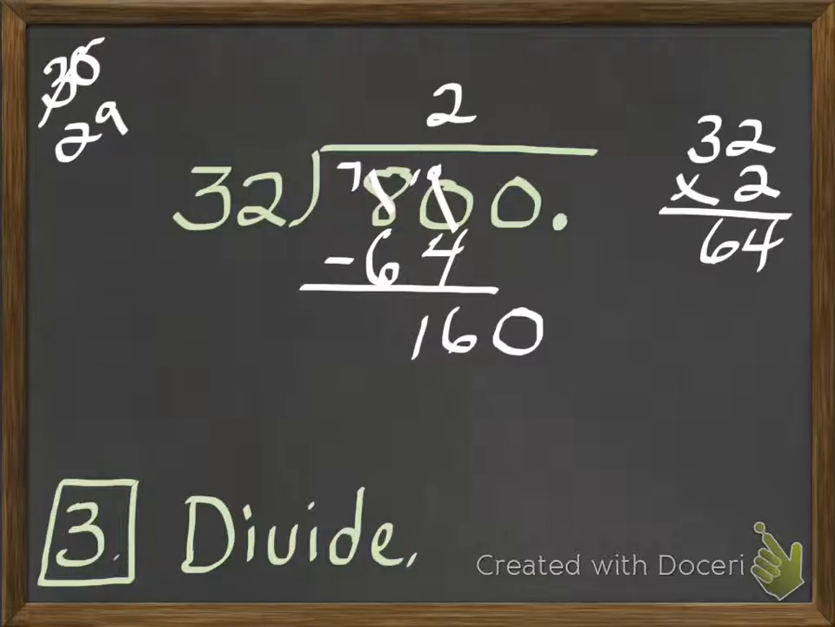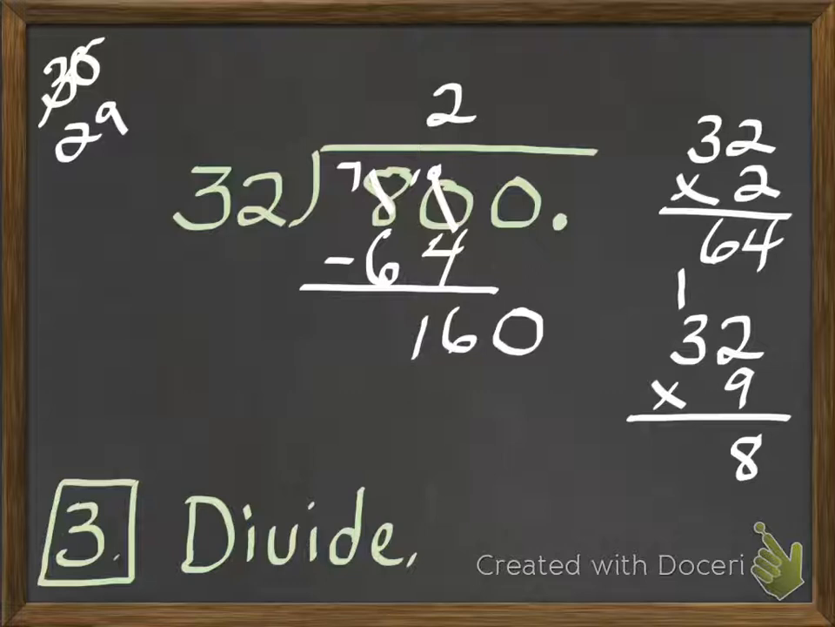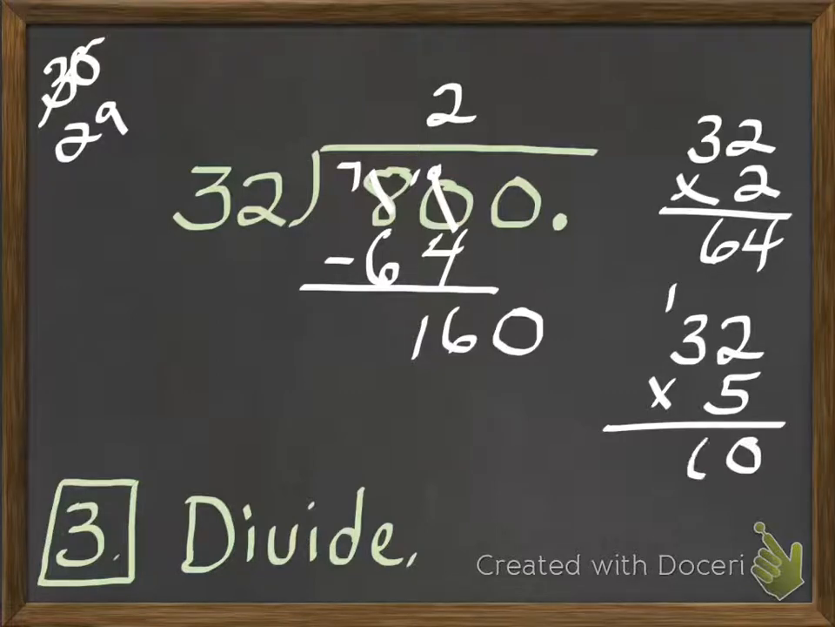9 times 32. So I'm going to do 32 times 9 over here. 9 times 2 is 18. Carry the 1. 1 times 9 is 27, plus 1 is 28, which gives me 288. Whoa, that is way too big. Okay, so I know it can't be 9, so I'm going to do a little bit more of investigating. Let's try 5. Let's go down a little bit lower. Now I'll try 5 times 32. 5 times 2 is 10. Carry the 1. 5 times 3 is 15, plus 1 is 16. Okay, and I get 160, and that works.